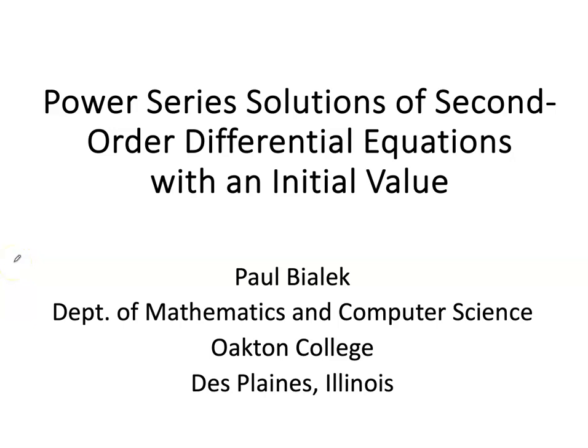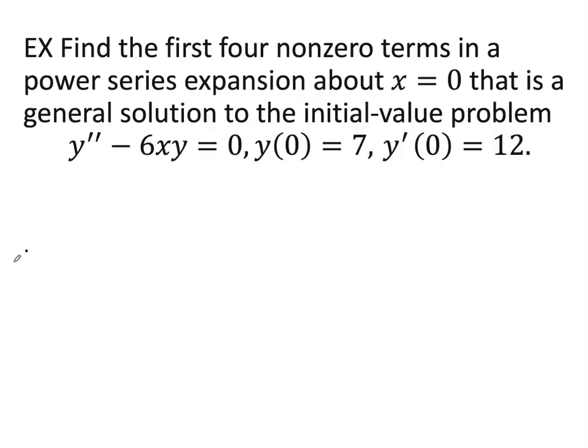Let's look at power series solutions of second-order differential equations with an initial value. For example, find the first four non-zero terms in a power series expansion about x equals 0 that is a general solution to the initial value problem y double prime minus 6xy equals 0, y of 0 equals 7, y prime of 0 equals 12.